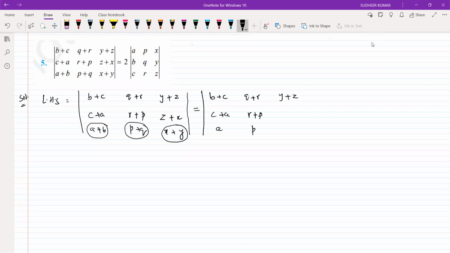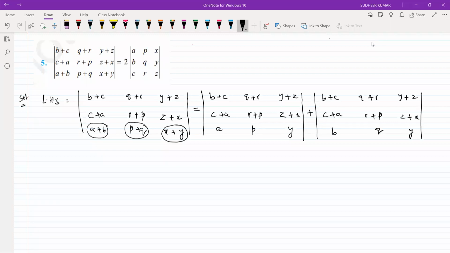Y plus Z, Z plus X, and Y. Plus, write the other determinant. B plus C, Q plus R, Y plus Z. Next, C plus A, R plus P, Z plus X. It remains the same. And the next elements are B, Q, and Y. Isn't it?